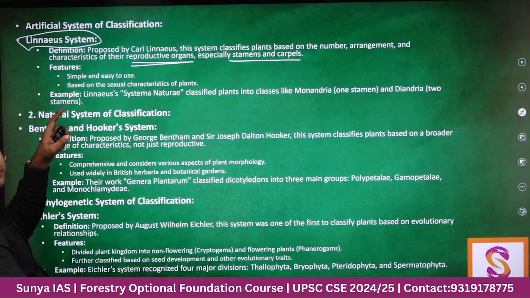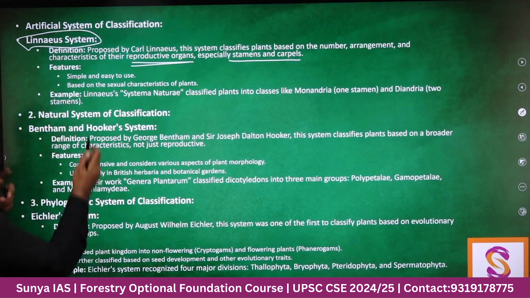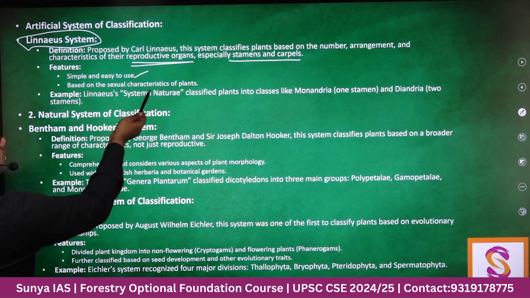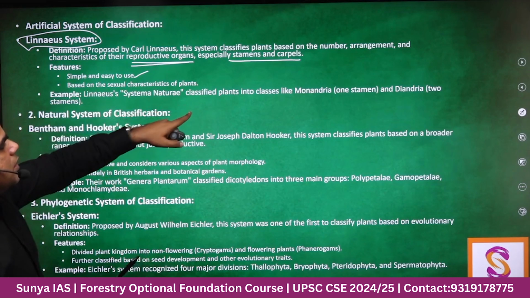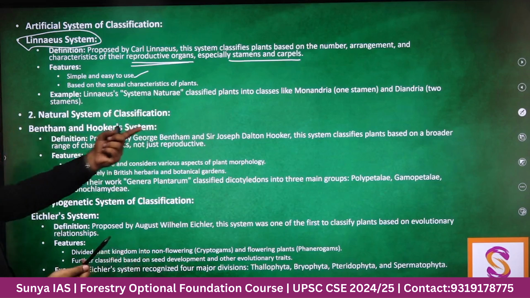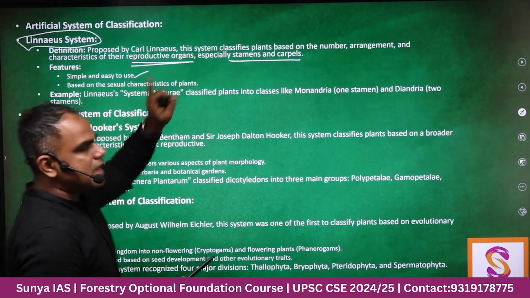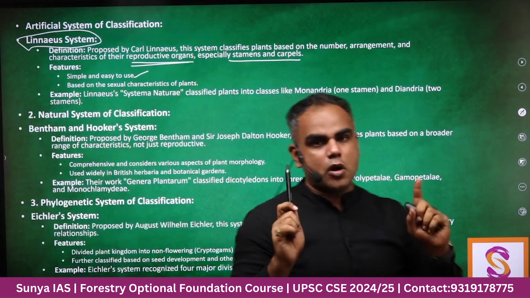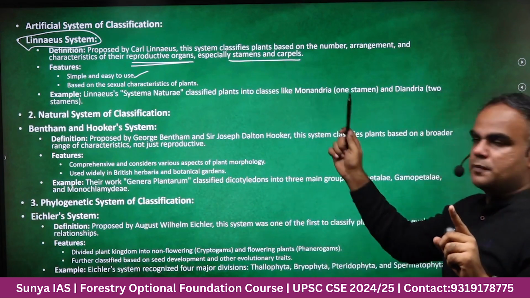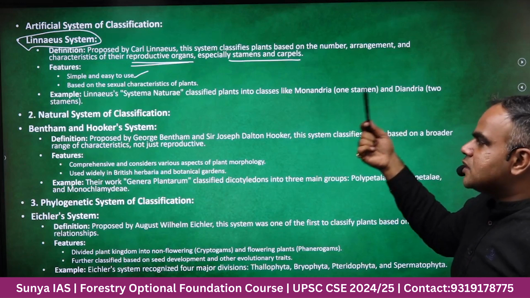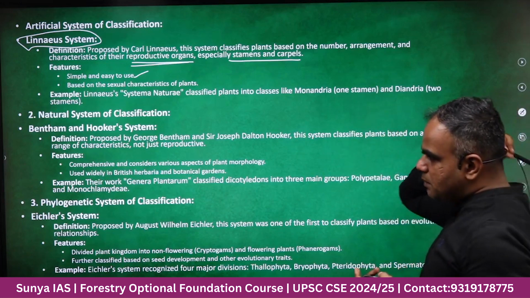So here it is very simple and easy to use. It is based on the sexual characteristics of the plant. So Linnaeus, in Systema Naturae, classified the plants into, let's say, one stamen or two stamen, because it is classifying them on the basis of their sexual organs. So remember, this is an artificial system of classification. That is one. The natural system of classification, which is more important to us, is the Bentham and Hooker system.